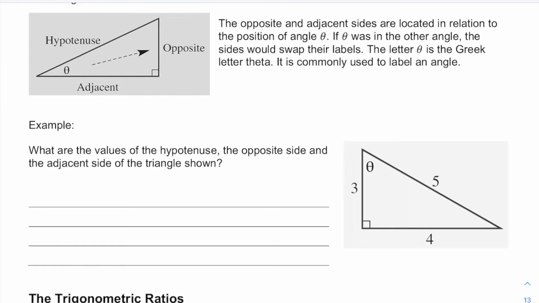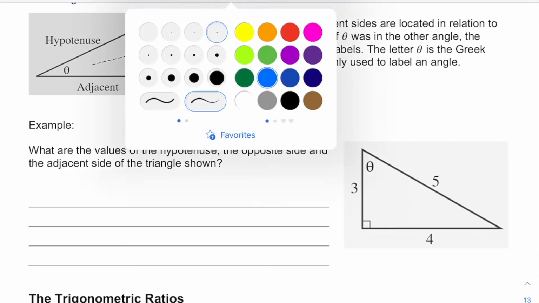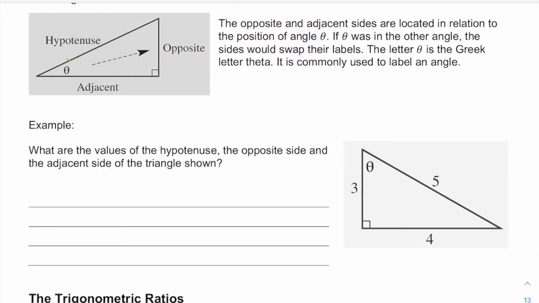The first thing that we need to be able to do is identify certain things. So the very first thing that we need to identify is this idea of an angle name of theta. So this is theta here. It's a Greek letter and it is really commonly used to label angles. There's a couple of other Greek letters that we use, such as alpha and beta and phi. We'll come across those sporadically as we're doing things in trigonometry.